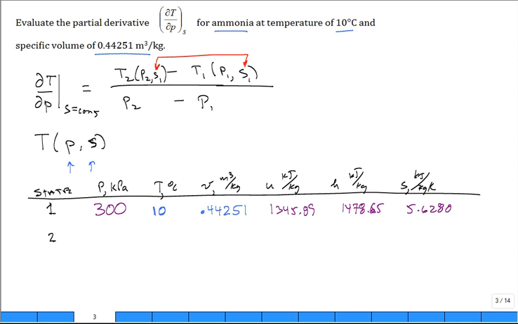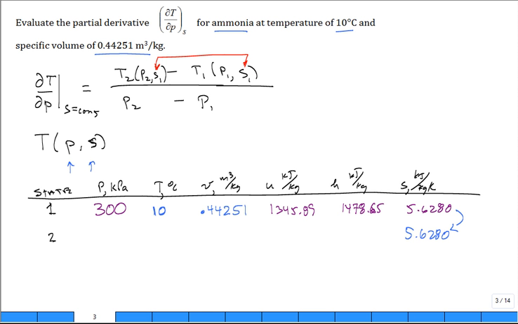Now I need to find another state, state 2. What do I know about state 2? It's ammonia, yeah. It should be close, because I'm approximating a derivative, it should be close to the other state, state 1. And what's in common? What property value is in common between them? S. So right here, S is equal to 5.6280. I need one other property, right, to sort of fix the state.